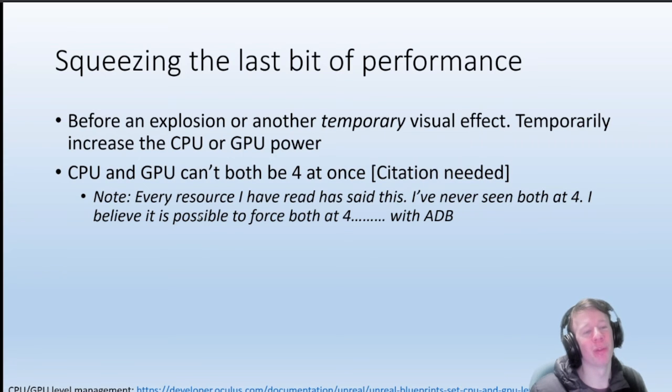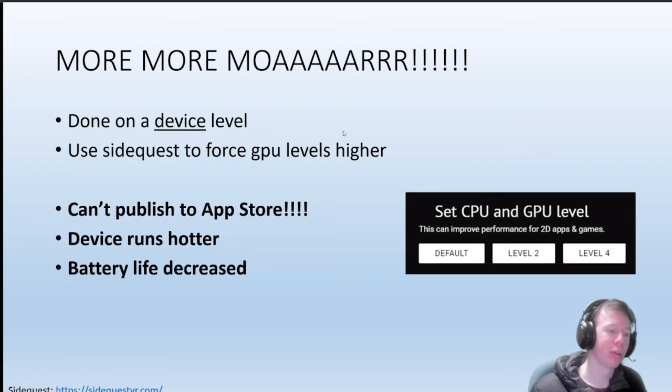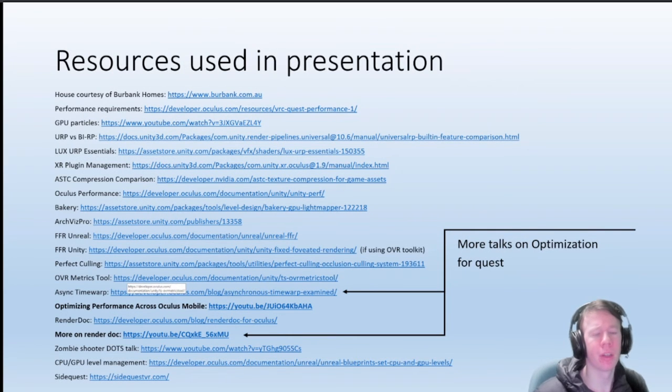However, it is possible to have both at 4 if you type a special command using Android debug tools from your PC, which is my last slide on getting more performance. You can use programs to make the Oculus Quest run faster than normal, but you're definitely not going to get it published on the App Store. Users that do this talk about their battery life decreasing by 30 or 40%, and the device does run hotter.